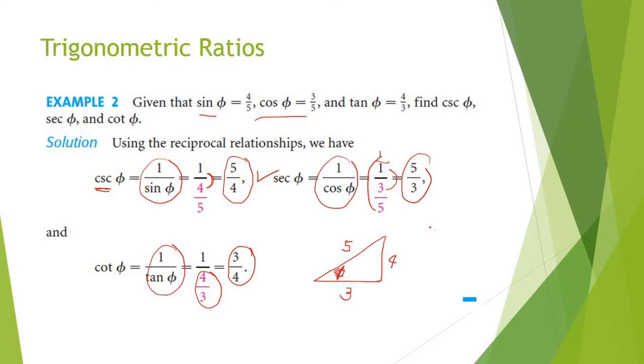Now on the other side, say for example this is your triangle, and say for example your phi is here. Obviously this is the hypotenuse, that is 5, and the opposite of your phi is 4, and this one is 3, that is the adjacent. So you have two figures here depending on where the angle of your phi is located.